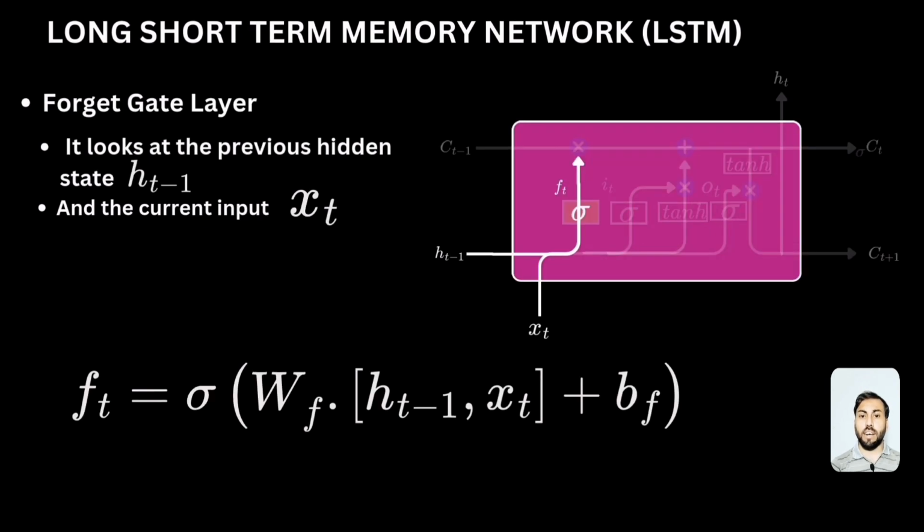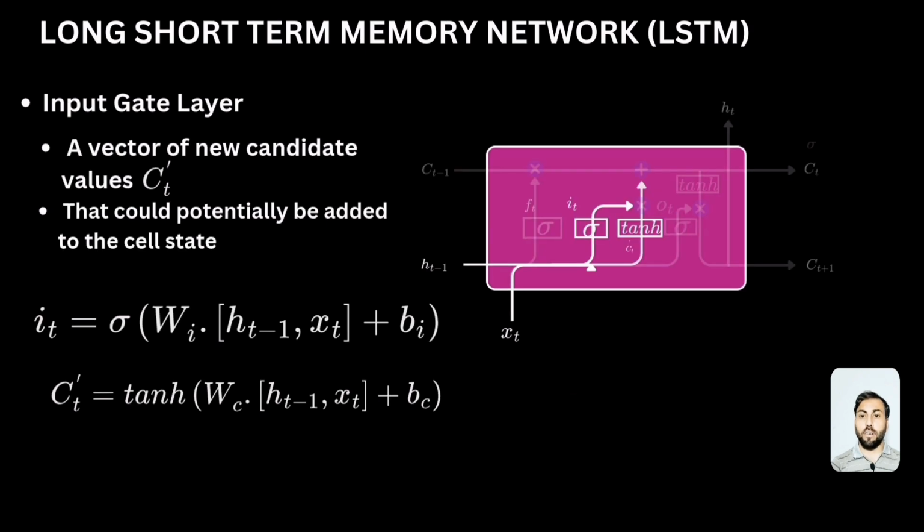First, we have the forget gate. This layer decides what information from the previous cell state we should forget. It looks at the previous hidden state and the current input, combines them and passes them through the sigmoid layer. The sigmoid function outputs a value between 0 and 1, where 1 means keep this information entirely, and 0 means forget this information completely. So if the output is close to 0, it means the LSTM will forget that piece of information from the cell state.